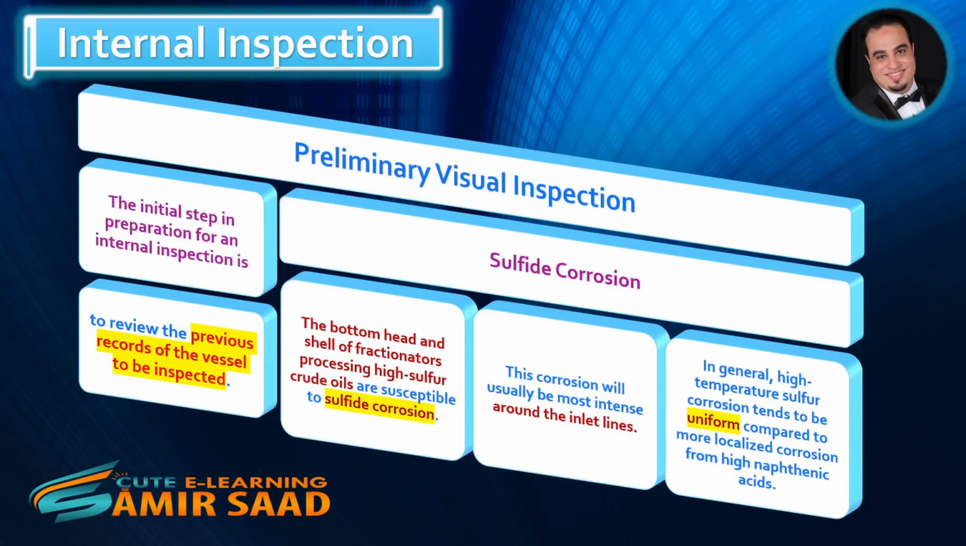Preliminary visual inspection. The initial step in preparation for an internal inspection is to review the previous records of the vessel to be inspected. Sulfide corrosion. The bottom head and shell of fractionators processing high-sulfur crude oils are susceptible to sulfide corrosion. This corrosion will usually be most intense around the inlet lines. In general, high-temperature sulfur corrosion tends to be uniform compared to more localized corrosion from high naphthenic acids.